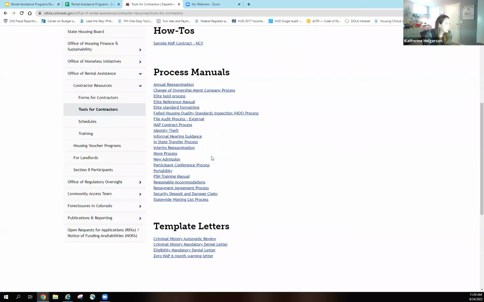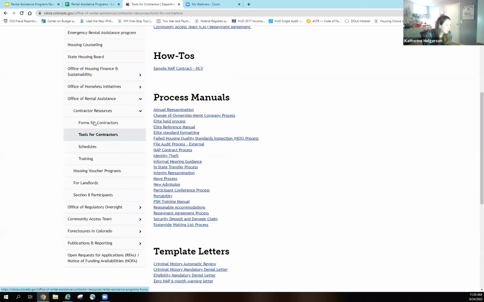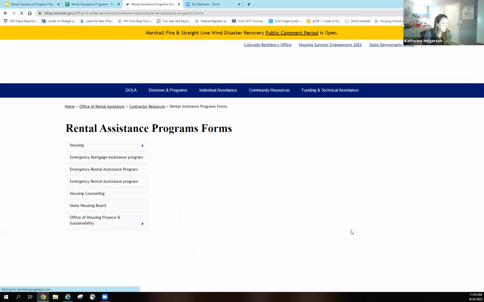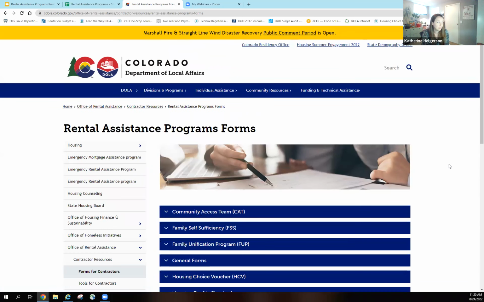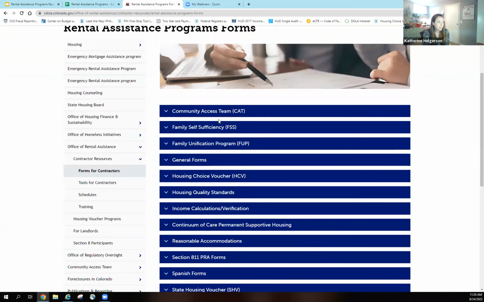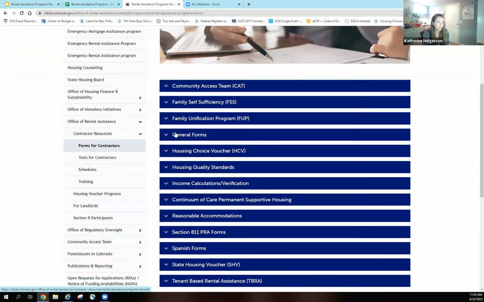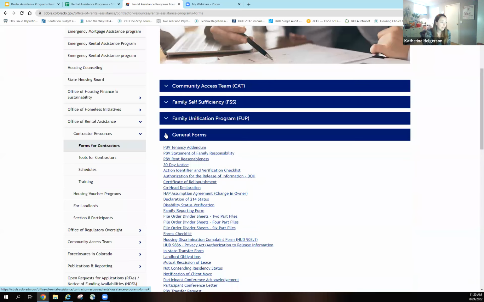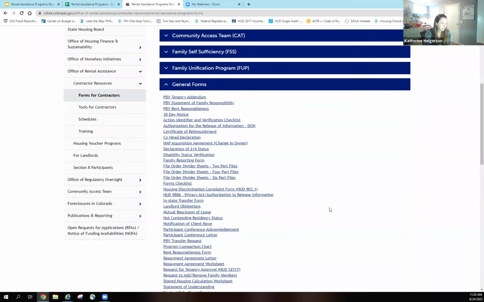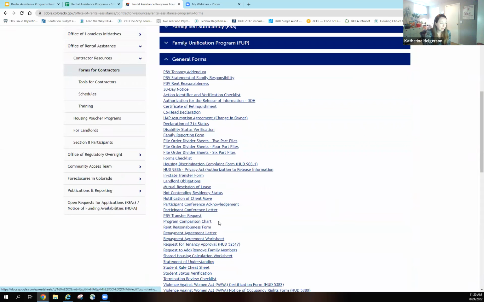While I'm here, I can show you just a couple other cool things. So we have all of our forms, and they are separated out by program. And then of course there are just some forms that can be used for any program. This is a drop down. Here you'll find that program comparison chart that we were talking about. That Google Sheet is linked here.